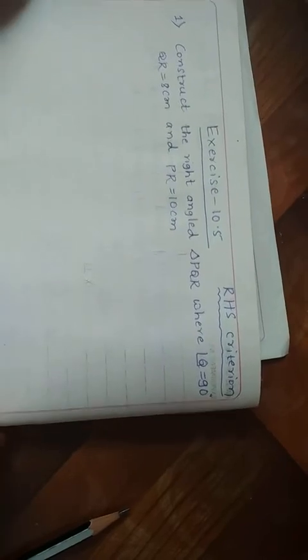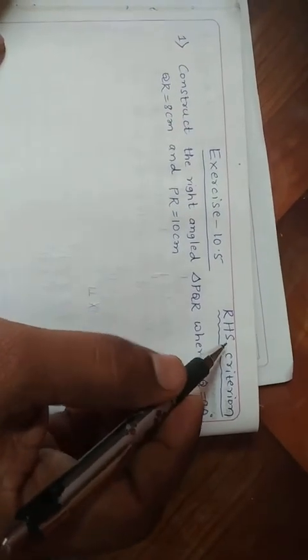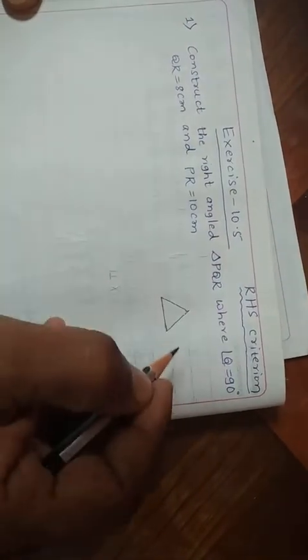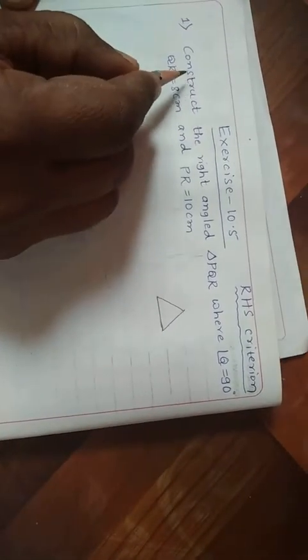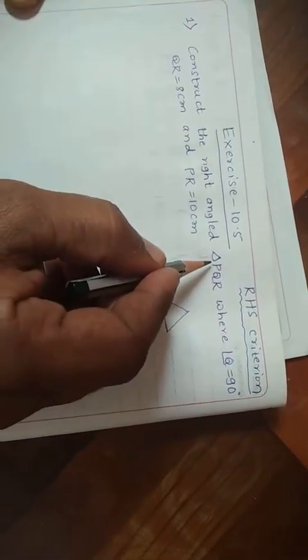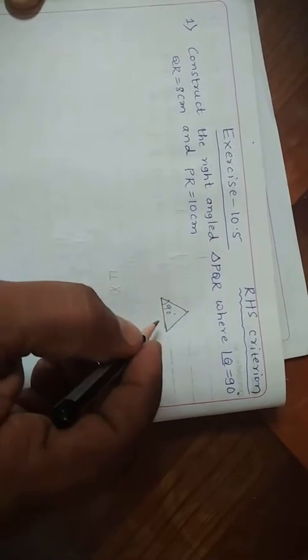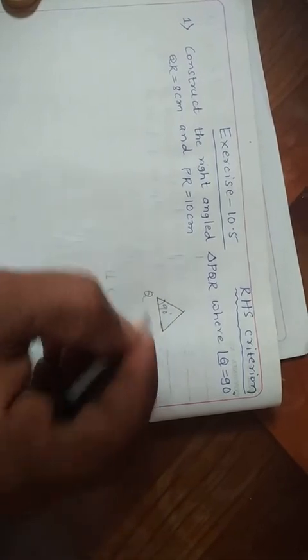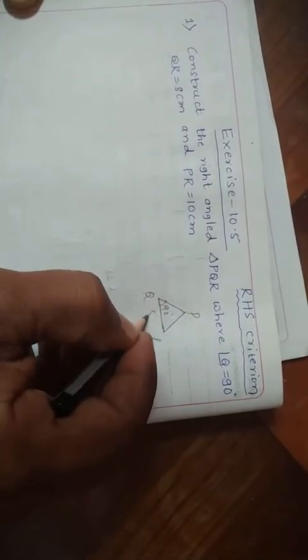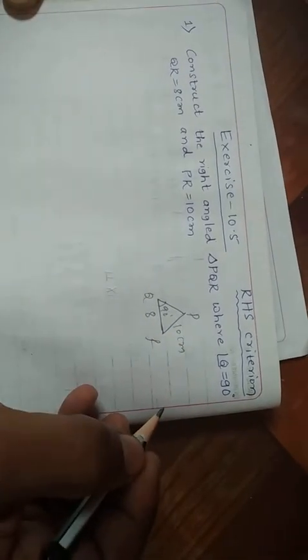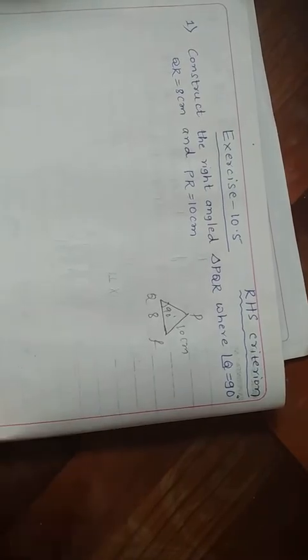See the problems of exercise 10. Students, all these problems are based on the RHS criterion, that is, right angle hypotenuse side. First we have to draw one rough diagram. Construct right angle triangle PQR, where angle Q is 90 degrees, QR is 8 centimeters and PR is 10 centimeters. Using all these we have to construct the triangle now.